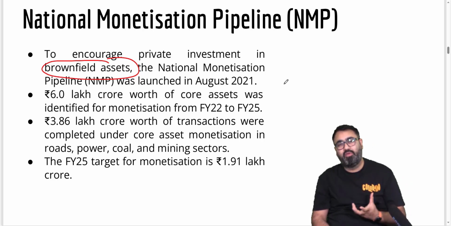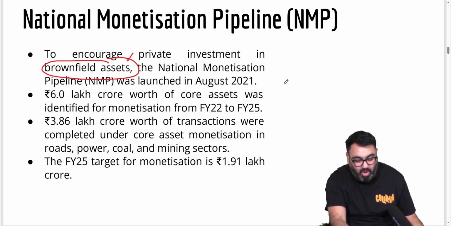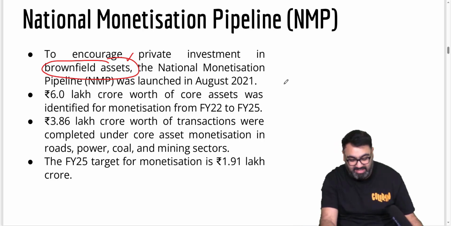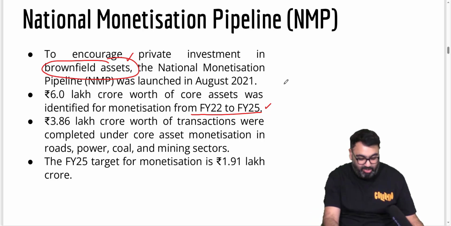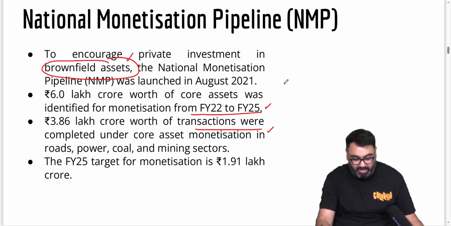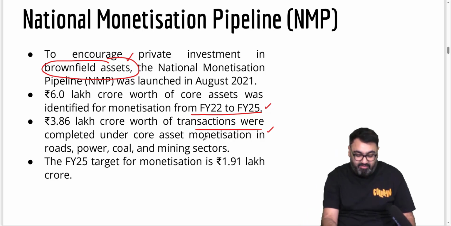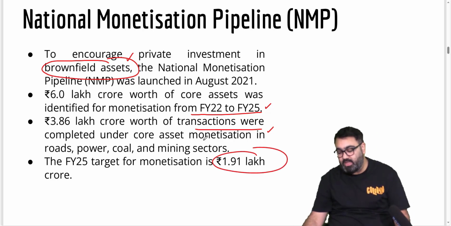You are just improving that or you are just making it better. The National Monetization Pipeline was launched specifically to focus on the brownfield asset. Under this, 6 lakh crore rupees worth of assets were identified of how to monetize that, how to earn more money from that. 3.86 lakh crore of transactions were completed under this, and the target for this financial year is to monetize infrastructure worth 1.91 lakh crore. For example, look at railways, defense.